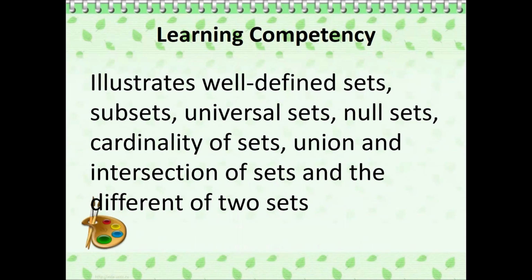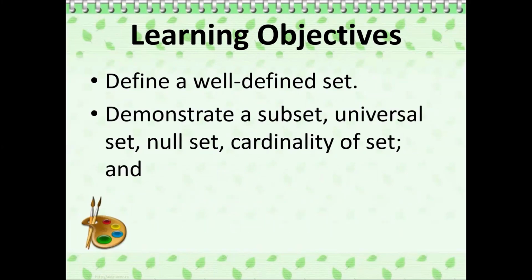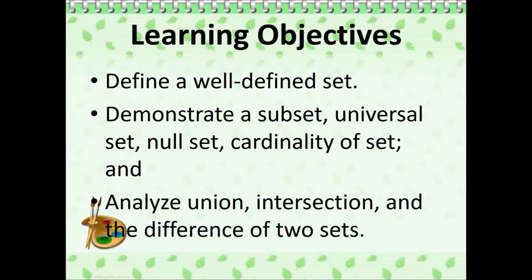Our learning competency: illustrates well-defined sets, subsets, universal sets, null sets, cardinality of sets, union and intersection of sets, and the difference of two sets. Our learning objective: define a well-defined set, demonstrate a subset, universal set, null set, cardinality of a set, and analyze union, intersection, and the difference of two sets.